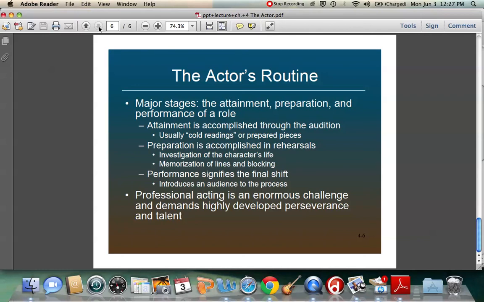And then you get to the performance. Now, there's a final shift here, and you might think, well, the performance is just doing the rehearsal with an audience. Yes, but it is definitely going to change. When you bring in the audience, that's another technical element that you're adding to the play because, like we've said before, the audience brings their own energy and reaction to the play.